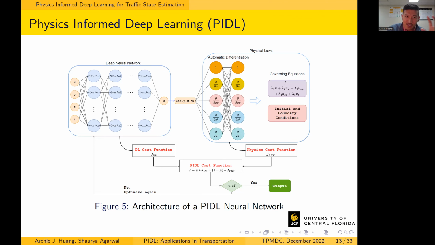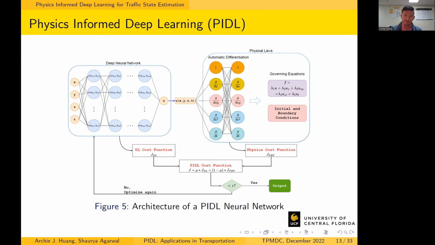So on this figure, we take some inputs, in this case X, Y, Z, T, and we produce the output and estimation, which is U. But what makes PIDL unique is that it has this right part, where in this illustration we use some partial derivative terms to construct this physical law or governing equation to compute the physics cost.